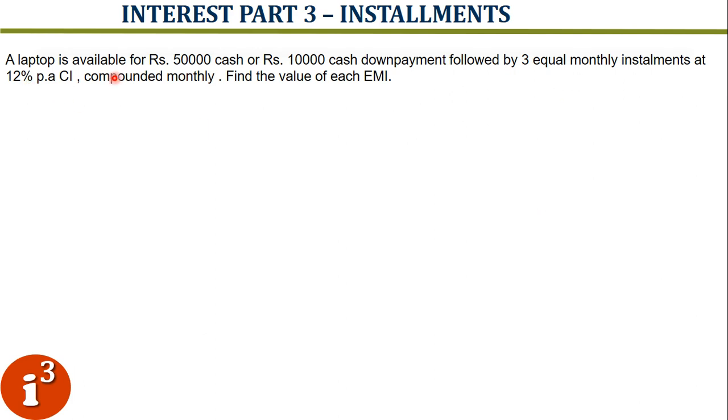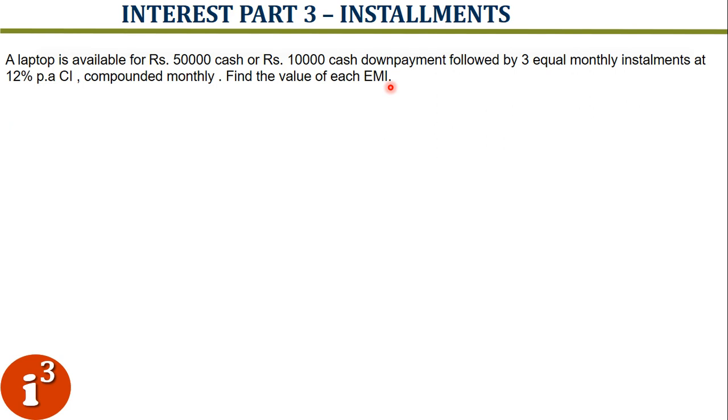A laptop is available for rupees 50,000 cash, or rupees 10,000 cash down payment followed by 3 equal monthly installments. Here we have taken the concept of monthly installments because we have not solved EMI. So cash down payment followed by 3 equal monthly installments at 12% per annum CI. This is 12% per annum. For monthly, you need to bring it down to per month. Compounded monthly. So find the value of each EMI, each equal monthly installment.